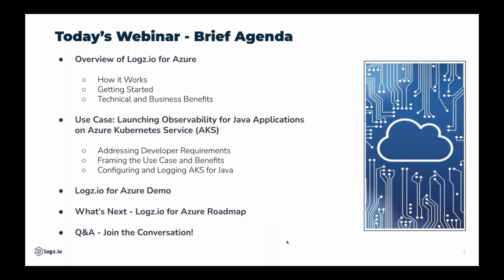So just a quick look at what we'll be covering in today's webinar. We'll do an overview of Logz.io for Azure, again, taking a detailed view of how it works and some of the technical and business benefits. We'll then jump into a specific use case around launching observability for Java applications on Azure Kubernetes Service, AKS, and following that up with a targeted demo around that very topic. We will, after the demo, have some roadmap commentary, a little bit more about what's going to be coming online in the coming year. And of course, again, Q&A throughout the program today.